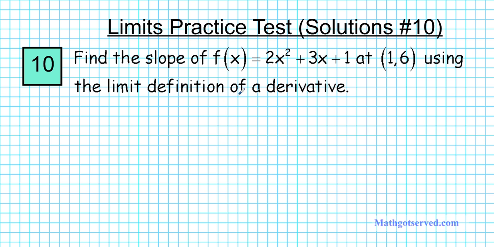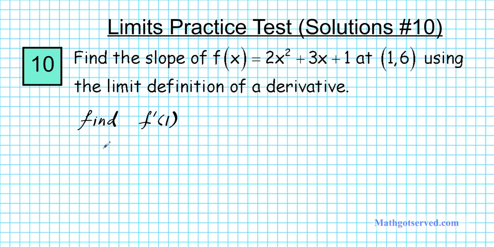Okay, so to find the slope of a function at a point, what we're basically trying to find is f prime of 1. We're basically evaluating the derivative of the function at x equals 1.